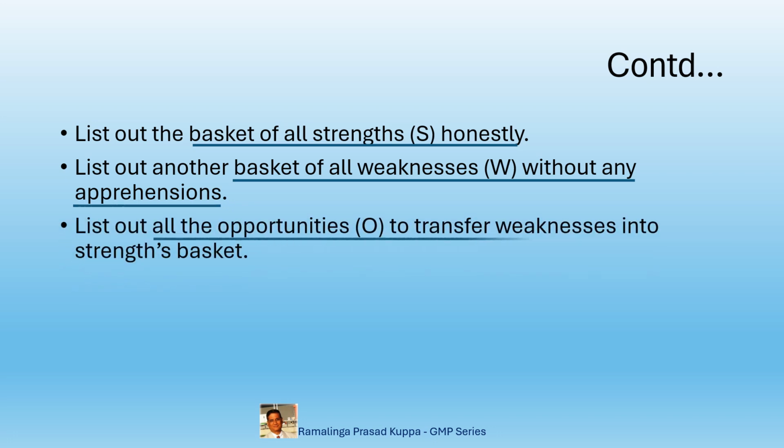List out all the opportunities to transfer weaknesses into strengths basket. This is where you must choose the right path. The opportunities could be a reliable source of knowledge, an experienced subject matter expert who can interpret to your understanding. Telling is different from communicating. Telling is only talking on a subject, whatever you know. Communication is to make the opposite person understand the content and its intent without any ambiguity. So, it is important to get a good and knowledgeable person who can interpret correctly.